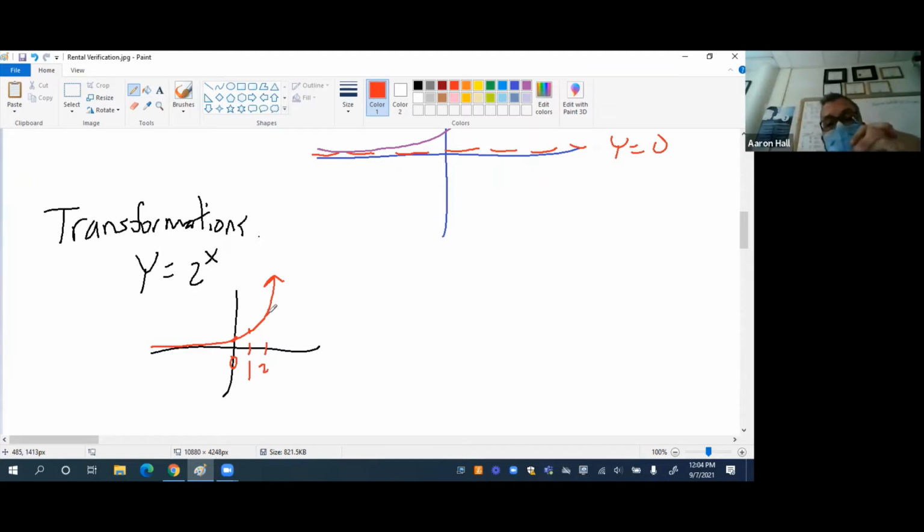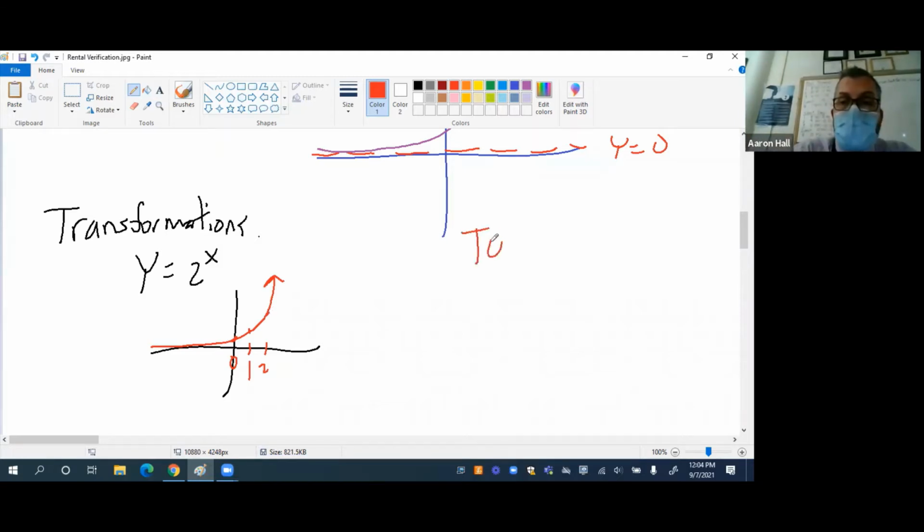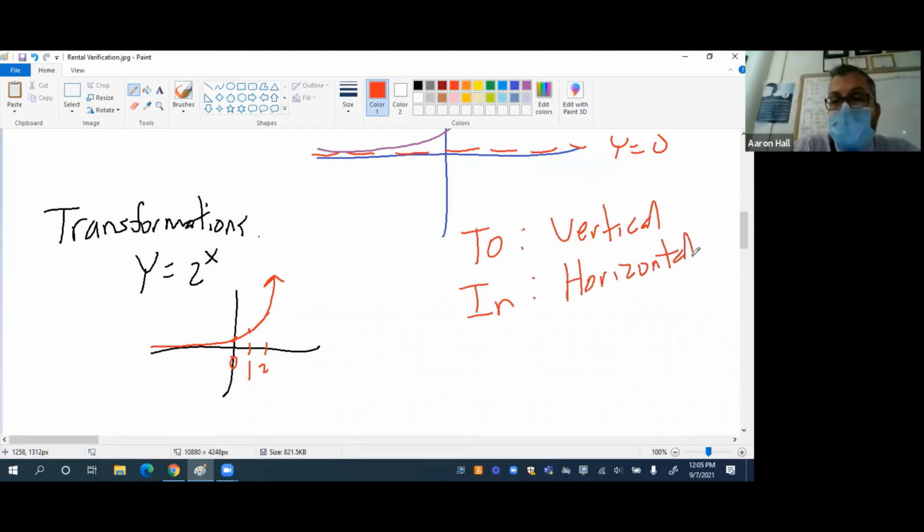Now, is it possible to do a transformation of this graph where we get a vertical reflection? How? Yeah, if we want it vertical, do we do something to the function or in the function? To the function. Remember that to versus in. To the function is vertical. And in the function is horizontal. This is super important. And funny business, yes, I should write that.